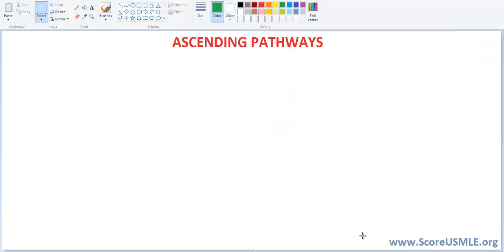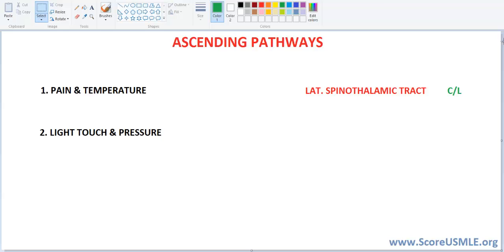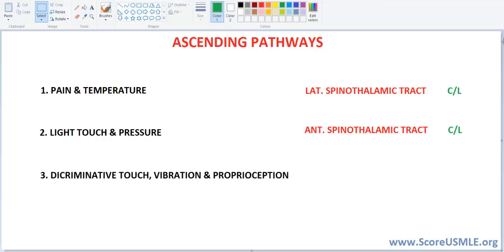Now coming on to a revision of the ascending pathways. Now we read about the pain and temperature pathway, which was carried in what tract? You're right, the lateral spinothalamic tracts. Now did it carry the pain and temperature sensation of the same side or the contralateral? You're right, the contralateral side. What about the light touch and pressure? What tract? Anterior spinothalamic tract. Ipsilateral or contralateral? Meaning to say the same side or the opposite side of the sensation? Opposite side, contralateral.